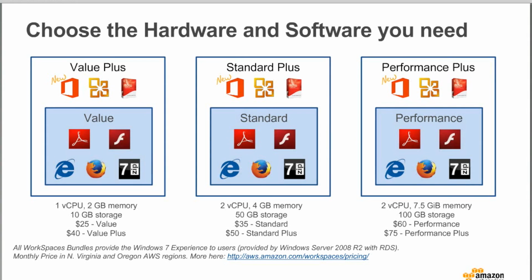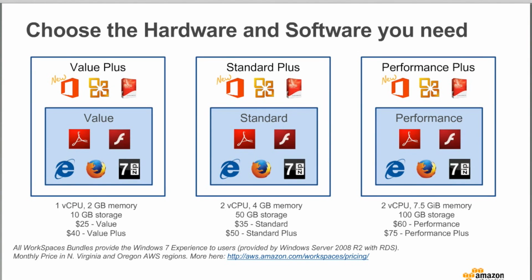I also call out the pricing. More details on pricing is available on our website. You can find it from the Workspaces page on AWS.com. With the value workspace, this is the lowest price offering. It starts at $25, and the standard is $35, and the performance is $60.